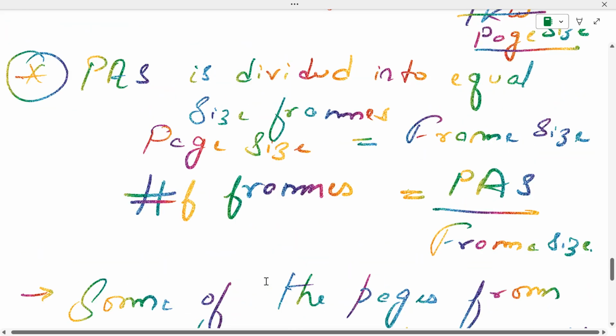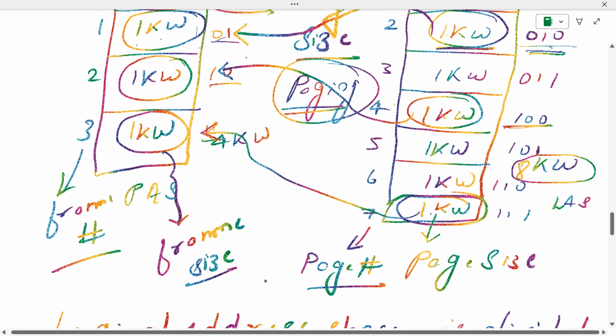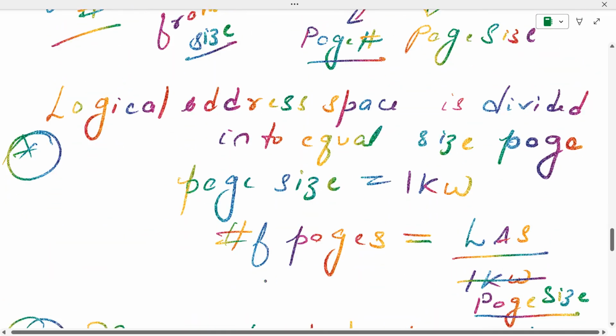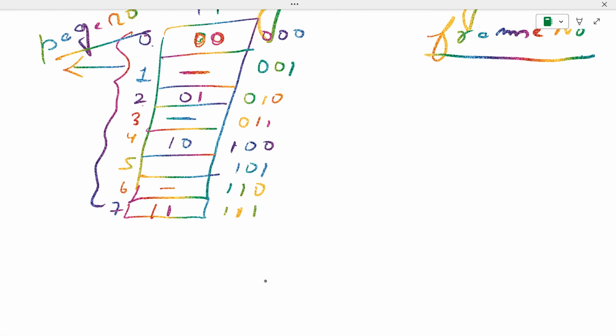Then we come back and see that the seventh page is present in the third frame, so we will write it here as third. These all are vacant because these pages are not assigned to any frames. So this way we will put the frame entries. Sorry, this is the page number, and this is the frame number.